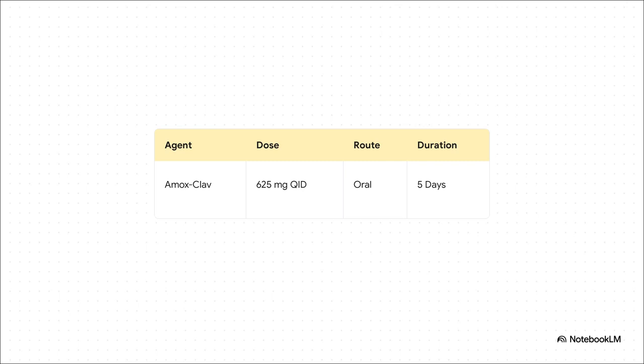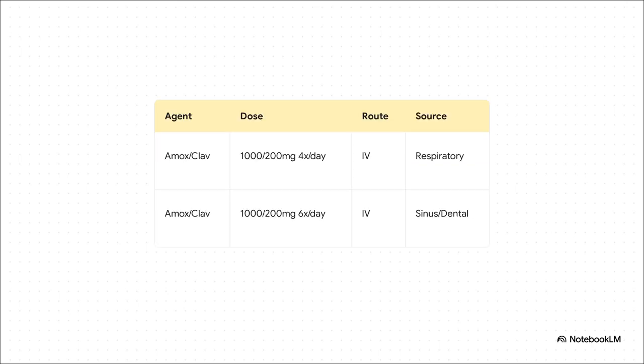A solid first-line choice is amoxicillin clavulanic acid. It gives us great coverage for the likely staph and strep bugs, and it's usually just a 5-day course. But the second that infection crosses the septum and becomes orbital cellulitis, the game totally changes. We have to go bigger. We're talking IV admission and aggressive therapy.